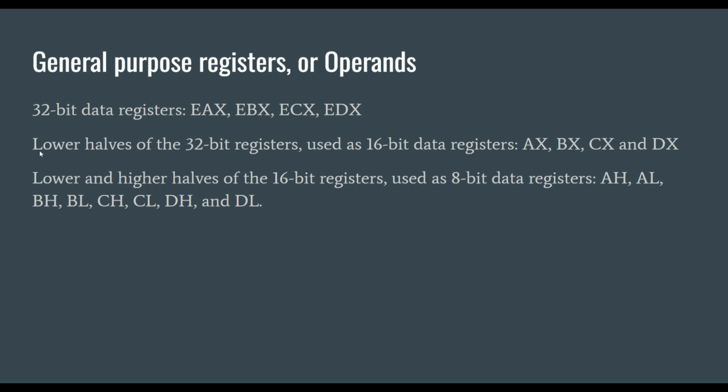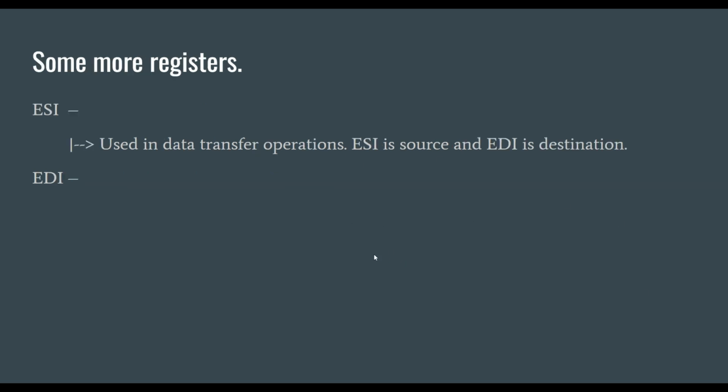And the lower halves of those, so just 16-bit data registers. I will show examples of all of this. So it's AX, BX, CX. Also, 64-bit registers start with R's, so this would be RAX, RBX, but I'm not going to show 64-bit yet. And the lower halves of the 16-bit registers, so 8-bit registers, are H and L, right? AH, AL, BH, BL, CH, CL, whatever. I'll cover all of this. I'll show examples. So just think of these as variables that hold data in the assembly language.